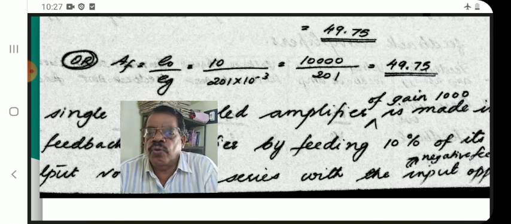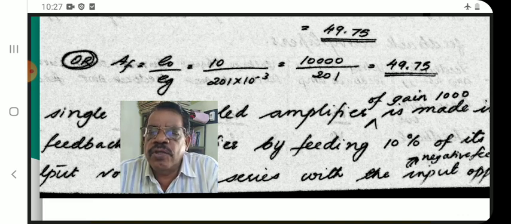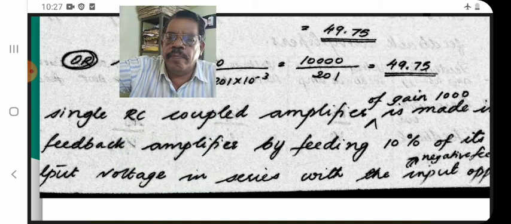In that manner also, we can calculate AF. AF can be calculated in two ways. This is the second method, AF is EO by EG. Next problem.